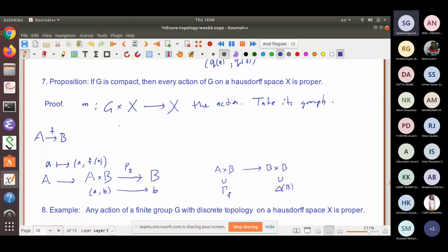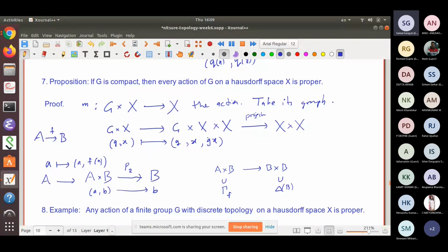And so by applying it to this, I'll get a map from G cross X to G cross X cross X. What is the map? (g, x) goes to, keep it as it is and then send it to where it is going: (g, x, gx). I'm copying this formula. And from there, I'm projecting onto X cross X, the projection on the second and third factor.